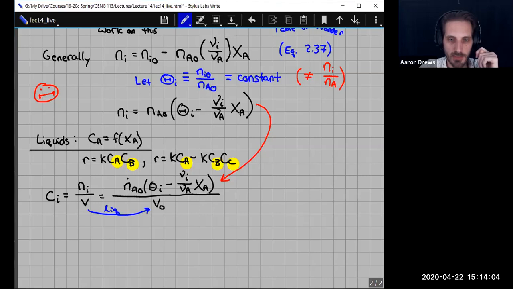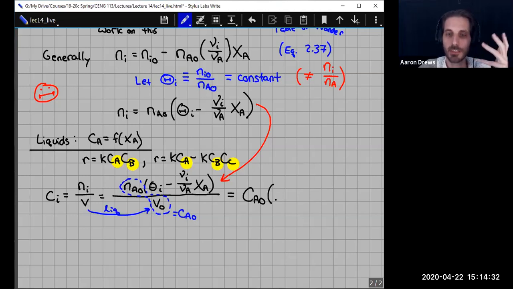There's a quantity that's written right here. This Na zero over V zero, that ratio happens to be equal to Ca zero, right? By definition, there are no assumptions there. We see the ratio Na0 over V0, that is defined as Ca0, so we can always write that. So this expression ends up looking like the concentration of anything inside of that reactor is proportional to the concentration of C as Ca0 that's coming in times theta I minus stoichiometric coefficient of I over A times X sub A. That's cool, right? That's what we were after. This is actually equation 5.11 in your book.